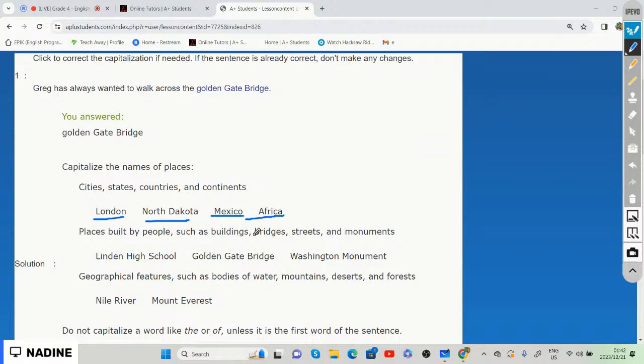So, for example, places that are built by other people, even a school. Then we can, for example, say Linden High School. Golden Gate Bridge is capitalized. Washington Monument is capitalized. And then geographical features like the Nile River and Mount Everest, right? The Nile River as well as Mount Everest is one of the important rivers as well as mountains.